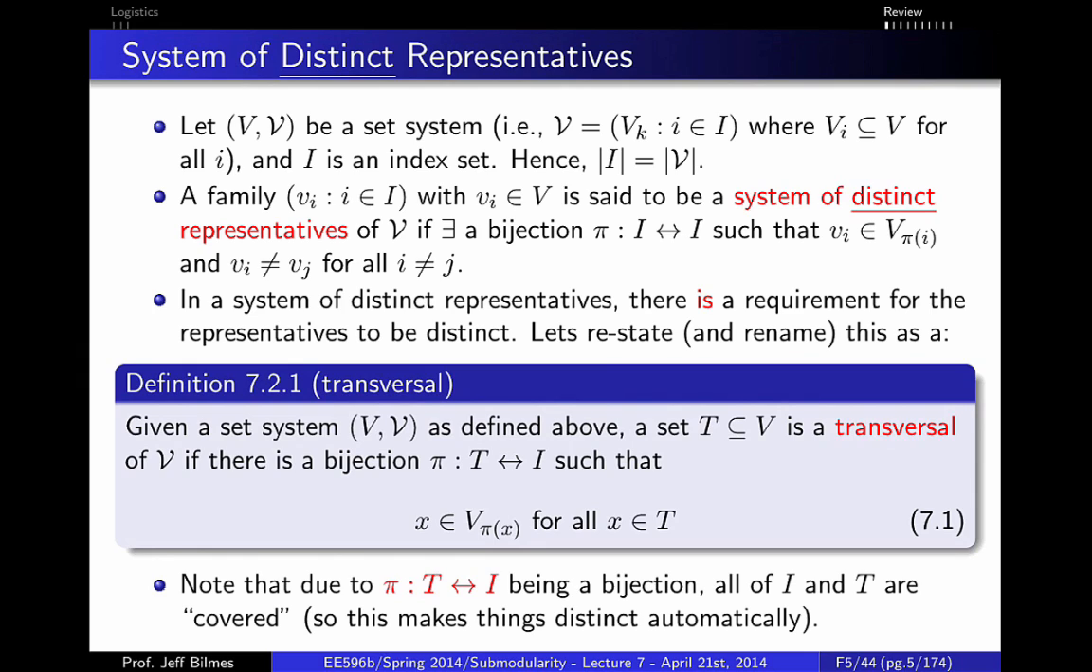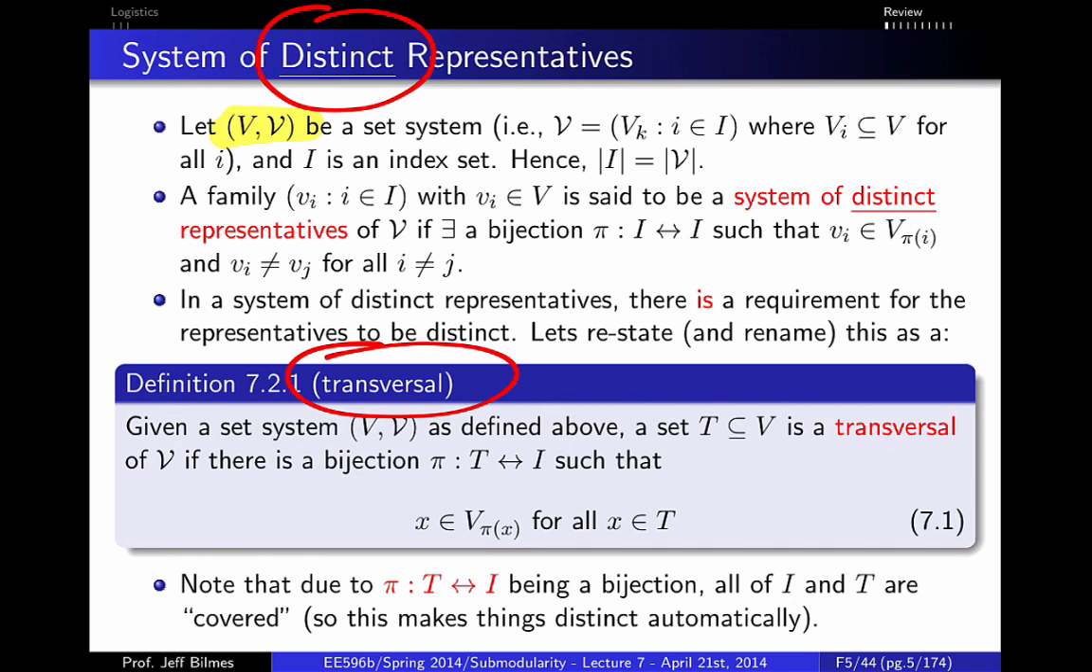So let's just do a little bit of review. Also, there are a couple of questions that came up at last lecture that I wanted to address in this review. Remember, we defined the system of distinct representatives, or equivalently a transversal, as follows. You have a set system: V and script V, where script V is a set of subsets of V. A system of distinct representatives is essentially a subset of V, in other words, a representative for each of the sets inside of script V.